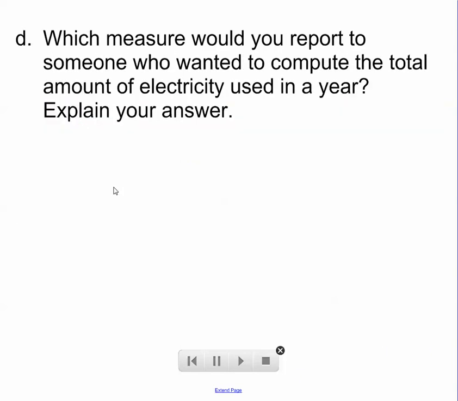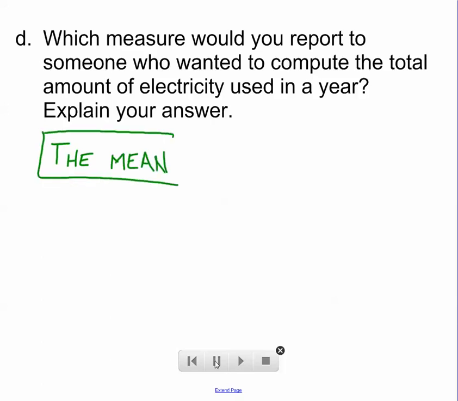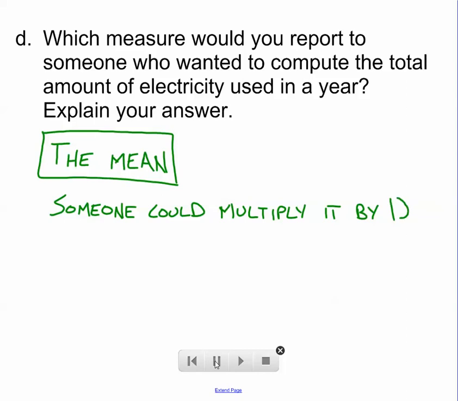Which measure would you report to someone who wanted to compute the total amount of electricity used in a year? Well, I'd tell them the mean. Why would I tell them the mean? The mean isn't the total amount of electricity used. It's the average amount of electricity used each month. But someone who wanted to know the total amount of electricity used could just take the mean and multiply it by 12. And then they'd know how much. We divided the total sum by 12 to get the mean. So in reverse, we could take the mean and multiply it by 12 to get the sum of all the electricity used in every month.